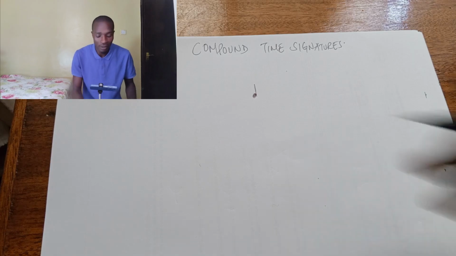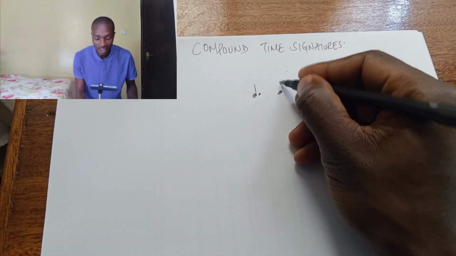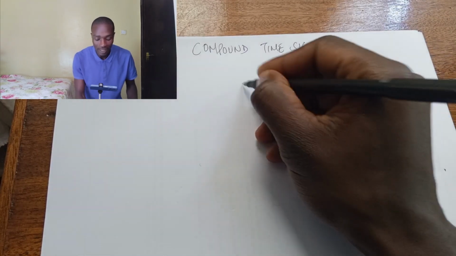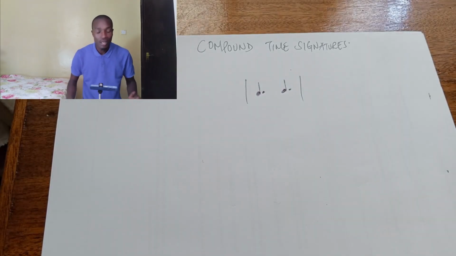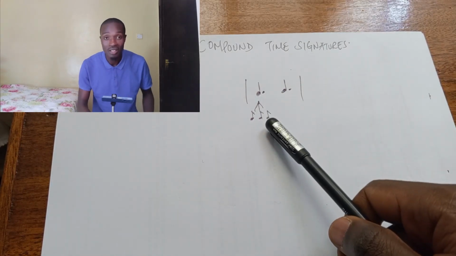What about compound time signatures? This is where a beat is divided into threes. The beat is going to be a dotted beat, or we can say a dotted value. We can have, for example, a dotted crotchet and a dotted crotchet, the two of them. For example, if they are in a bar, you're going to have the beat divided into three equal notes. So if it is a dotted crotchet, it's going to be 3 quavers. We are going to have 6 quavers in each and every bar.